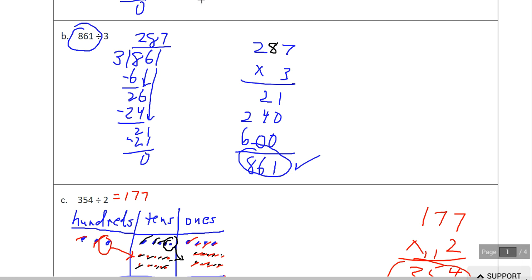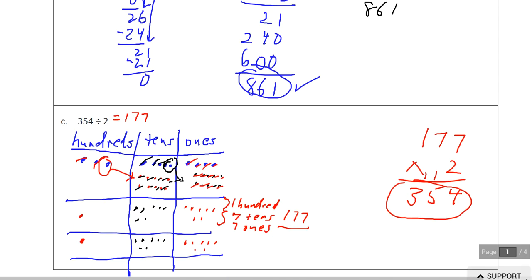I'm not sure what happened there, but I was just going to do it the standard algorithm way. Times 3. 7 times 3 is 21. Carry the 2. 8 times 3 is 24, plus 2 is 26. Carry the 2. 3 times 2 is 6, plus 2 is 8. 861. Okay.